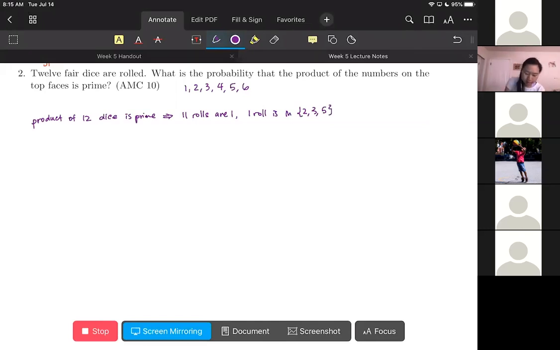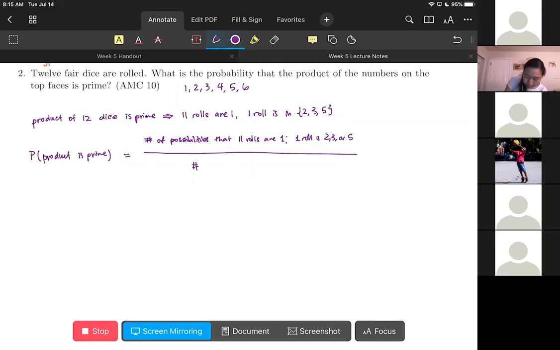And so if we want to calculate the probability of this, we want to count the total number of possibilities in each case. So remember, probability product is prime. We want to count the number of possibilities that 11 rolls are 1, and that 1 roll is 2, 3, or 5. And then over the total number of possibilities.